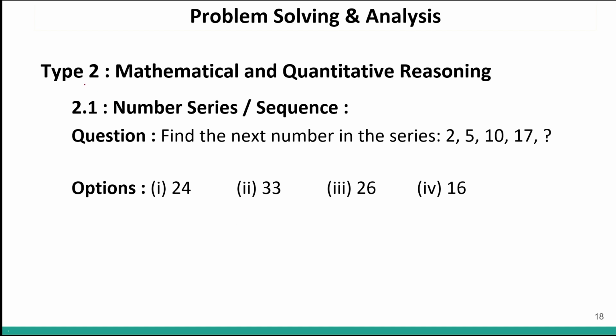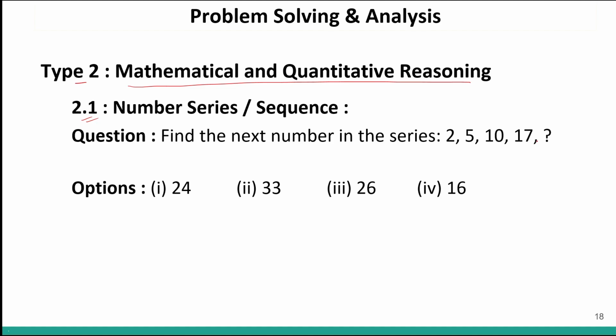Then type 2. Type 2 is mathematical and quantitative reasoning. Under this, the first is number series and sequence. We have already discussed this. In number series and sequence, we are given a series and we have to find the missing element. This missing element can be in any position. In this series, it is the last one that is missing, but it can be in any position.